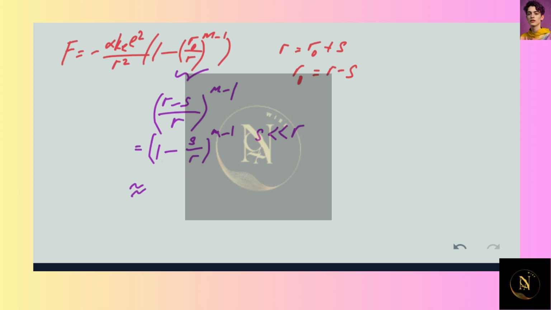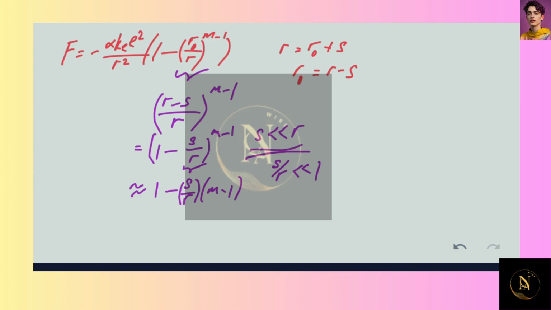So undergoing binomial expansion, we take the term which is negative s over r multiplied by the power m minus 1 plus so on and so forth. Right, but we ignore the higher powered terms, we just truncate at the second term. So this is just an approximation because our s is much less than r, so this term is very small, right, less than 1. So we can use the binomial expansion.